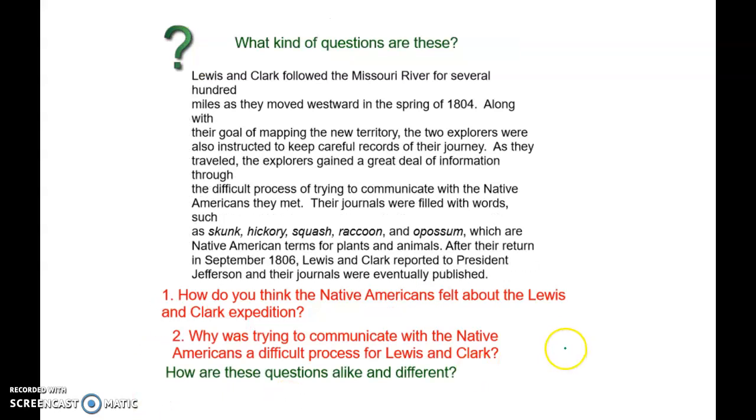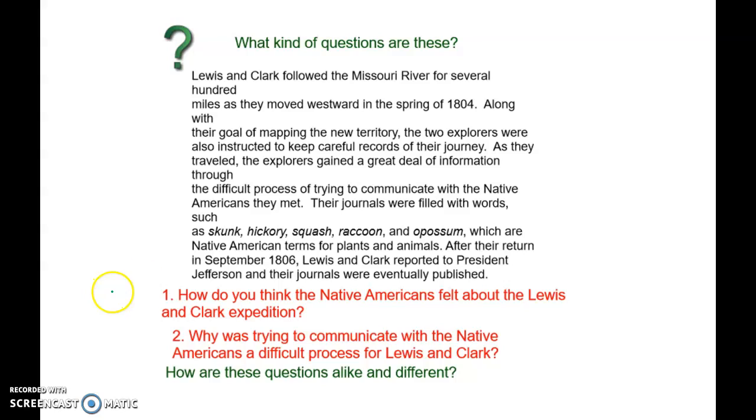So let's look. When I look at this question, number one, how do you think the Native Americans felt about Lewis and Clark? How do you think is a clue that it's going to be on my own. How do I think the Native Americans felt about the Lewis and Clark expedition? Well, I'm trying to think. If people who were from a totally different place came to my backyard, I would feel maybe a little uncomfortable, but I would also try to share things with them and communicate with them. So it was probably a little uncomfortable for them, but it also seemed that they shared information.